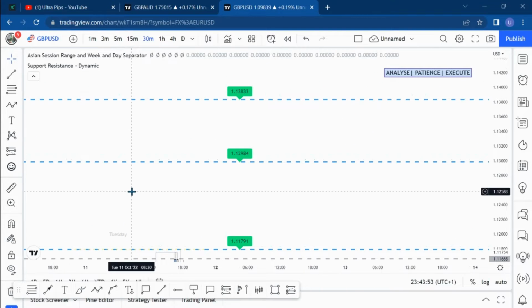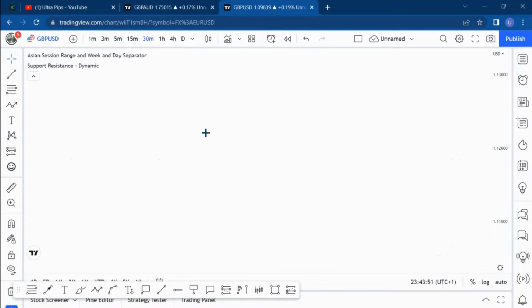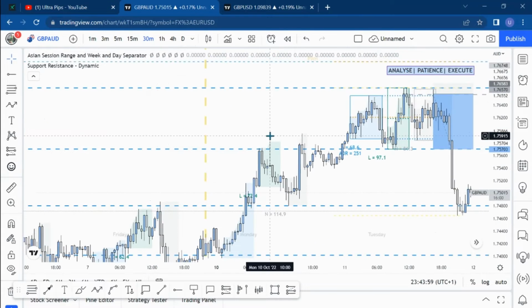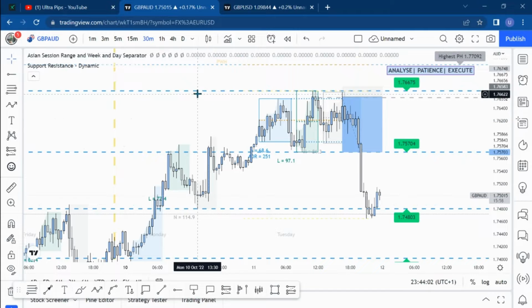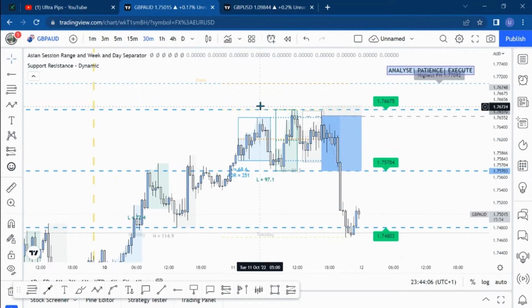So this support resistance is basically this line which you're seeing here, this blue line. Right now here is your resistance and here is your support, right? I use London time to determine how I trade.